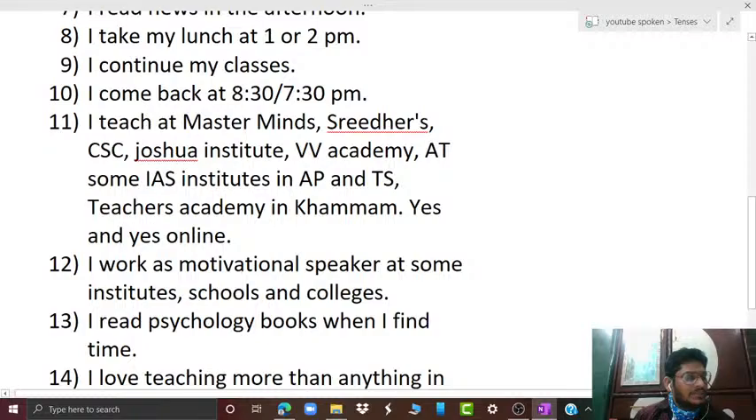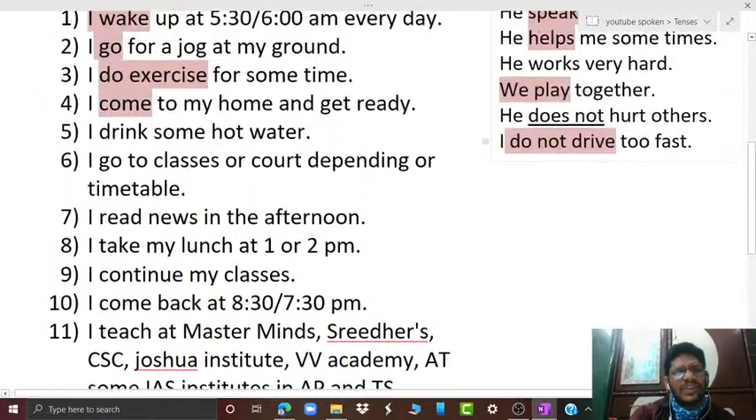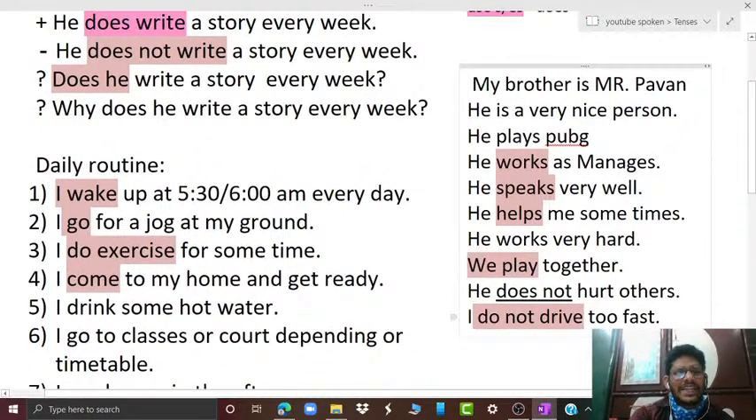I don't have time to read newspaper. Yes, these days we are not finding time. Even I am not finding time. Sometimes I am reading and sometimes I am skipping. That's true, Yashwant. We are not finding time because of our busy schedule these days. We are not finding time to read.